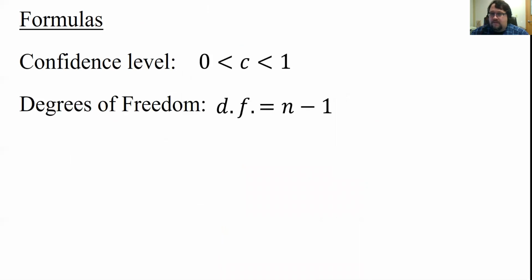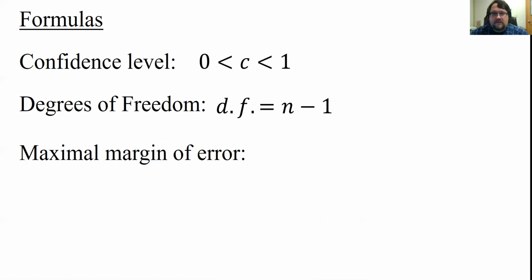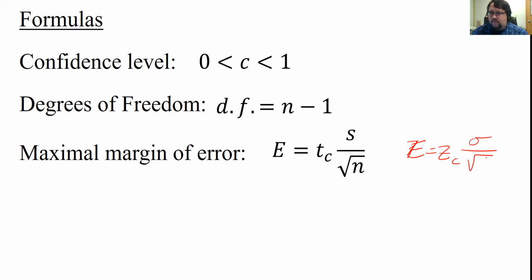Degrees of freedom, again, that's 1 less than the sample size. Maximum margin of error, and I think in the last video I kept mixing up margin of error and whatever. We're just going to say margin of error. So this is the maximum margin of error. And it's very similar to the formula we saw before. The other formula we saw in the last one for this was Z based on the confidence level, sigma, and the square root of n.